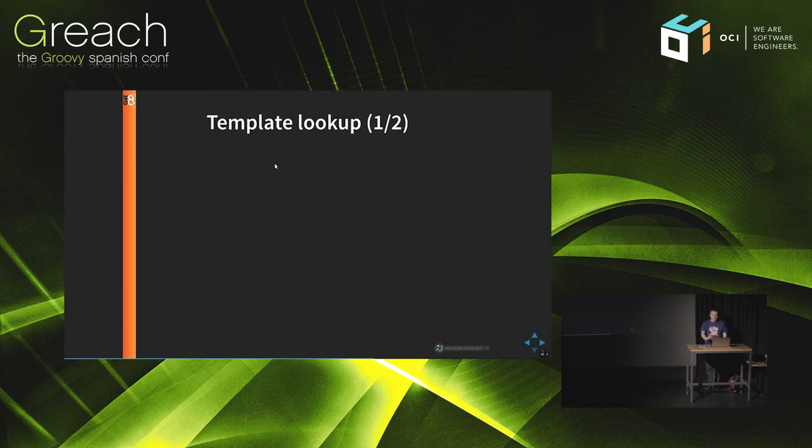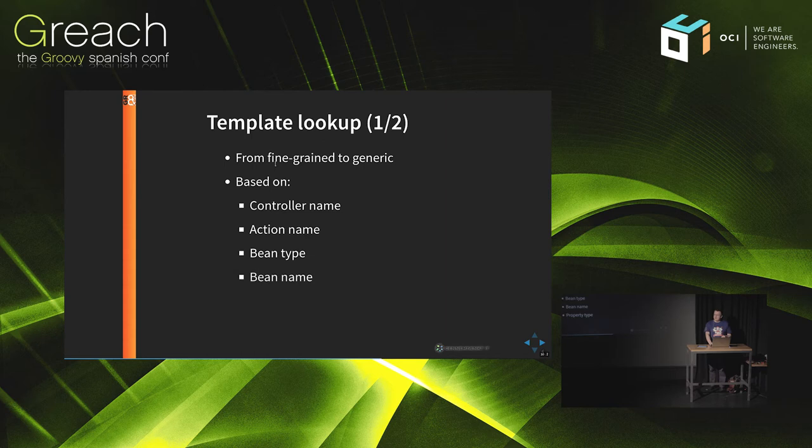So it goes from very fine-grained to a generic lookup. It's based on the controller name, the action name, the bean type, the bean name, the property type, and the property name. So you can see there are lots of steps in this.